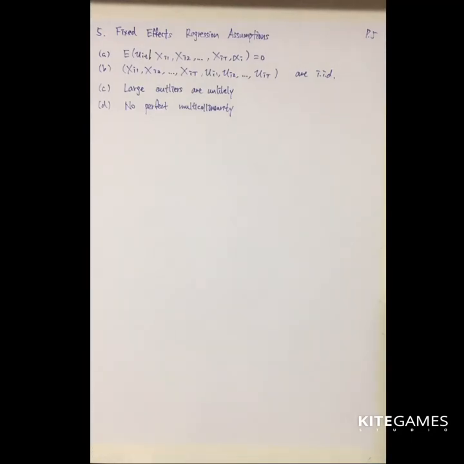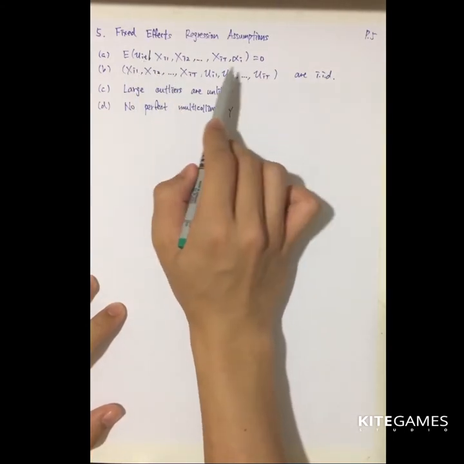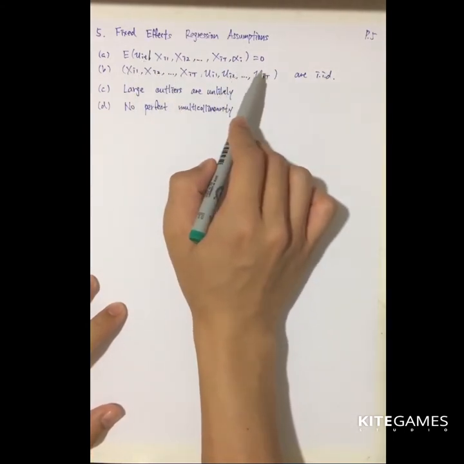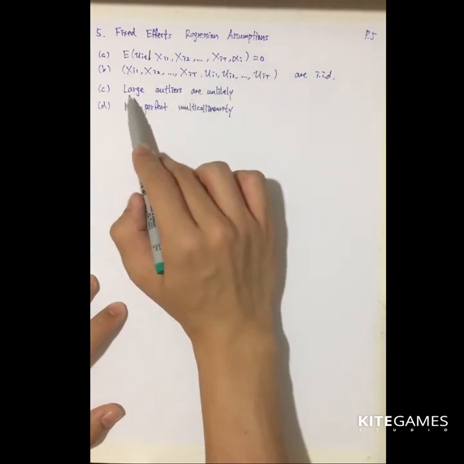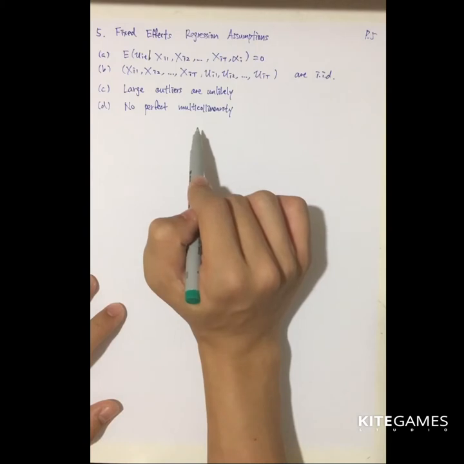Lastly, we talk about the fixed effect regression assumptions. So basically, they will follow the multiple regression assumptions. First, the expected value of the error term with respect to x and the fixed effect term will be equal to zero. The third one is large outliers are unlikely, and finally, no perfect multicollinearities.